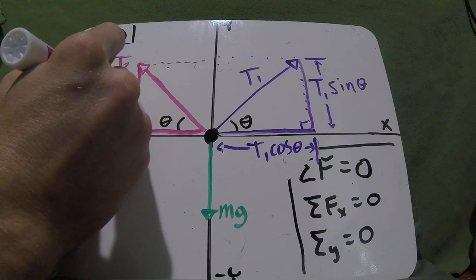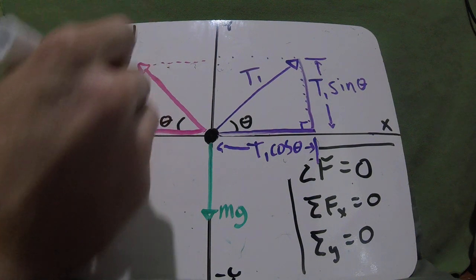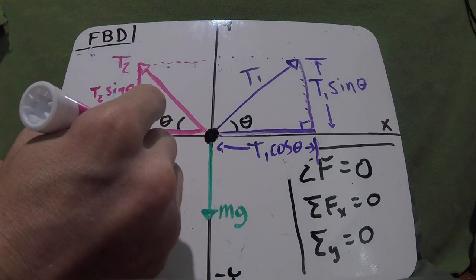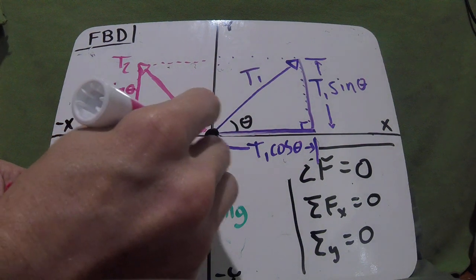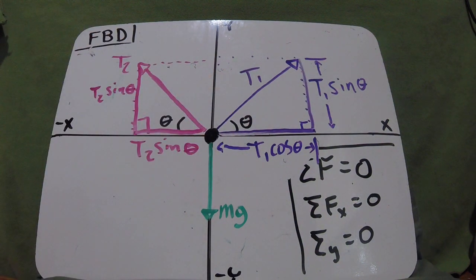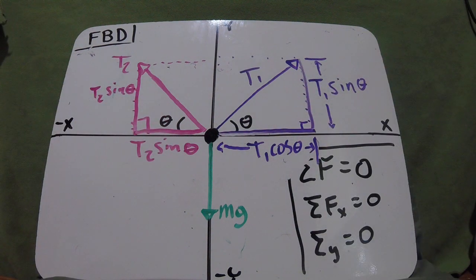And this side will be equal to T2 sine theta. And this side will be equal to T2 sine theta. Now that we've simplified both of these forces, what we're going to have to do is we're going to have to take these two sides and use them to create a vector sum of all the forces.